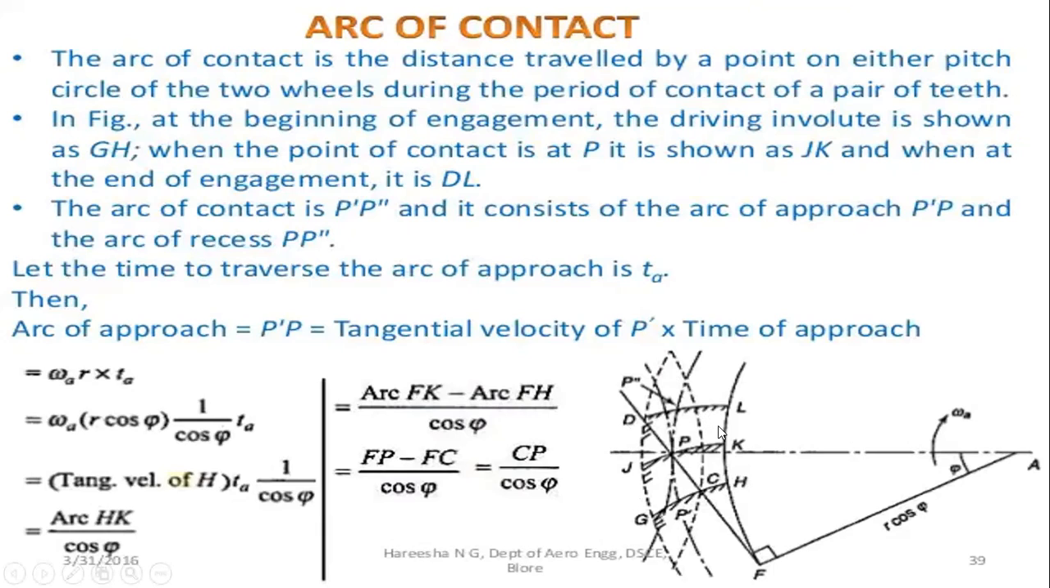Then the arc of contact is P dash, P double dash, and it consists of the arc of approach, that is P dash P. So this is the arc of approach, and when you come to P point and then we are going to take the P double dash point, this is called the arc of recess. So in the arc of contact we are going to touch 2 points, that is the arc of approach and arc of recess.